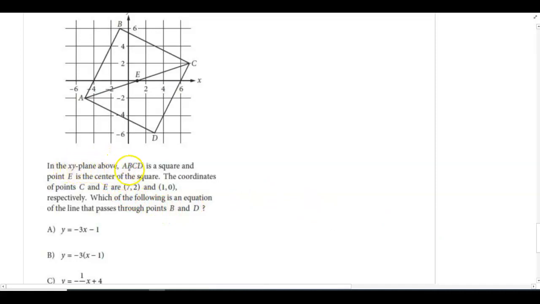In the xy plane above, ABCD is a square and point E is at the center of the square. The coordinates of points C and E are (7, 2) and (1, 0) respectively. Which of the following is an equation of the line that passes through points B and D? Now, we need to find the line that goes through E and passes through B and D. Well, the one thing you have to know is in a square, diagonals are perpendicular.